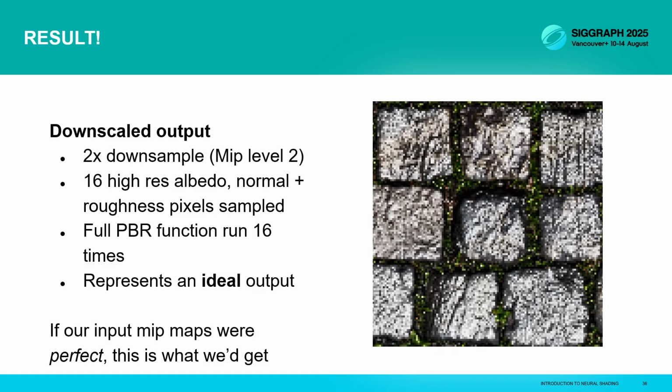Unfortunately, to do this, we've had to take 16 samples of the high res albedo, normal, and roughness maps per pixel. Then we've run our expensive PBR function 16 times, and we've averaged the result. So this just isn't practical to do in real time, but it does represent what we might call an ideal output. If we could somehow create perfect bitmaps, this is what we'd want to see when we then rendered them.